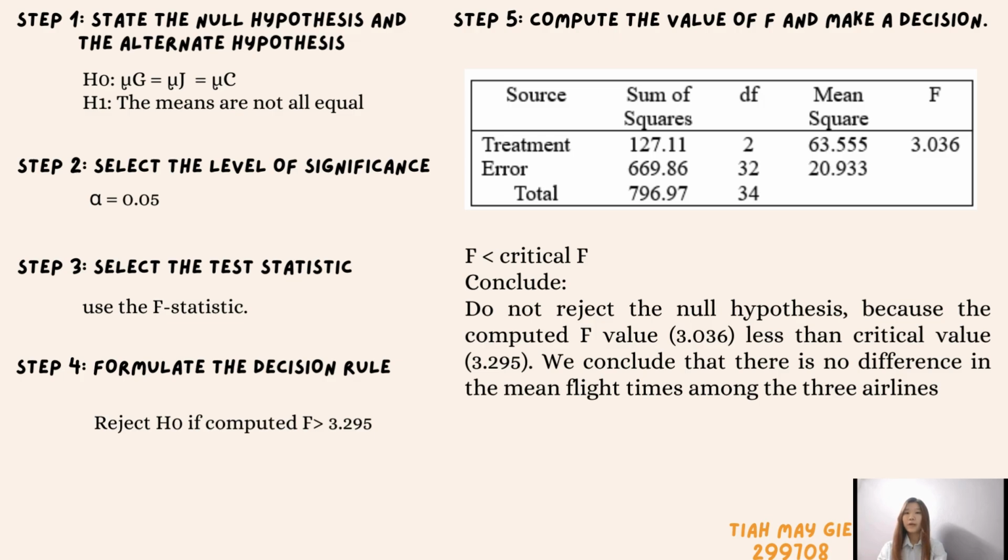Step 5, we need to prepare the table. First, we need to find the total sum of squares. We can find the grand mean first, which is 52.17. Then take each number minus the grand mean one by one. So we can get SS total, which is 796.97. DF is the total number, 35, minus 1, which is 34.